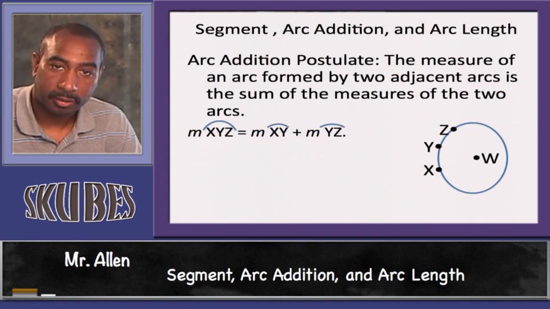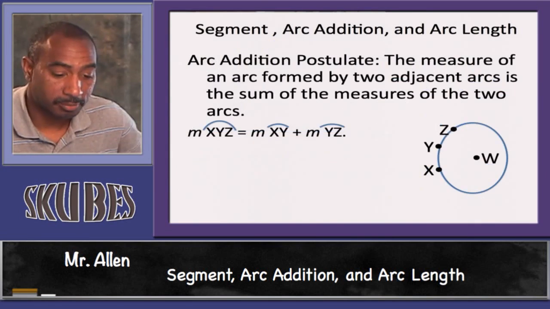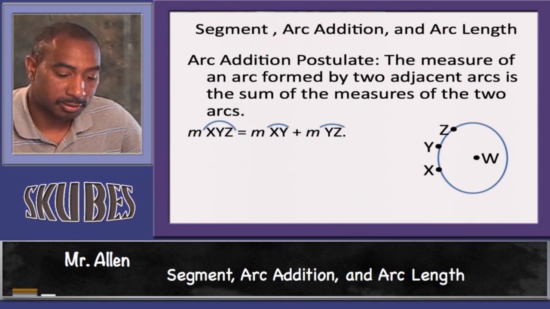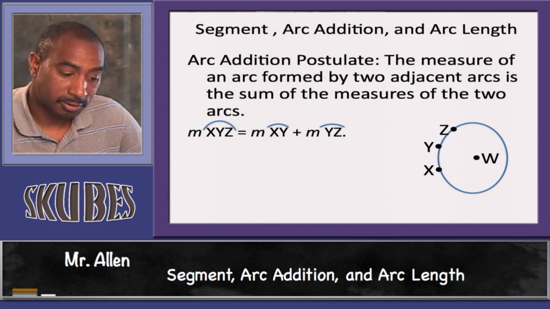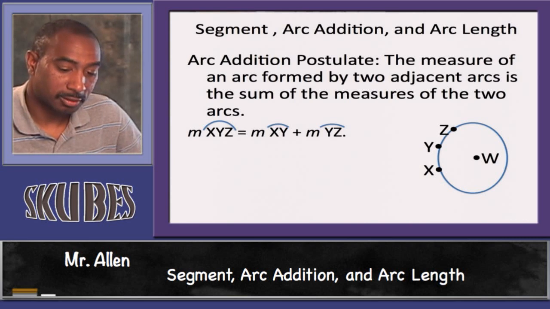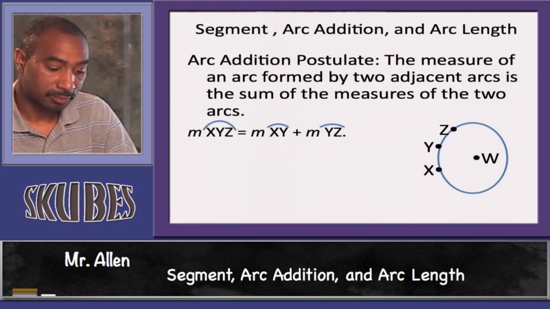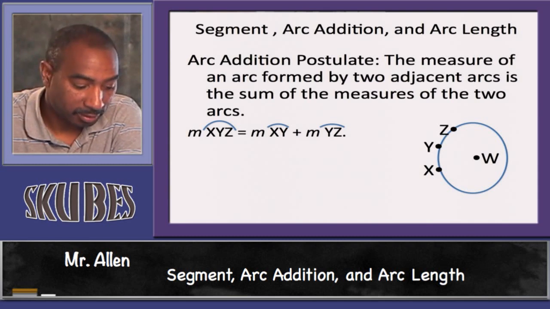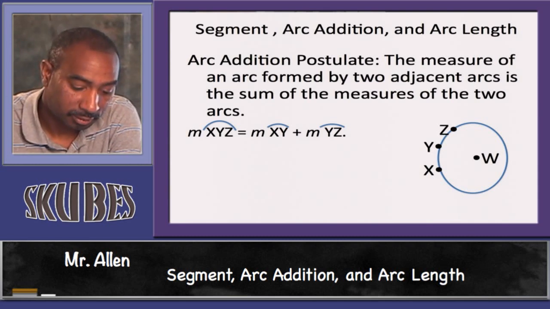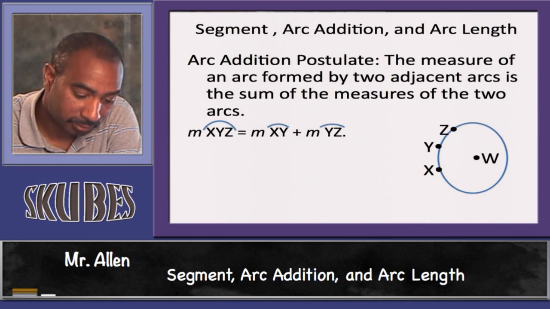All right, we're going to look at the arc addition postulate, which is very similar to the segment addition postulate, except now we're dealing with a circle. The measurement of an arc formed by two adjacent arcs is the sum of the measures of the two arcs. So, for example, you have arc XYZ. So we're looking at this whole arc here.